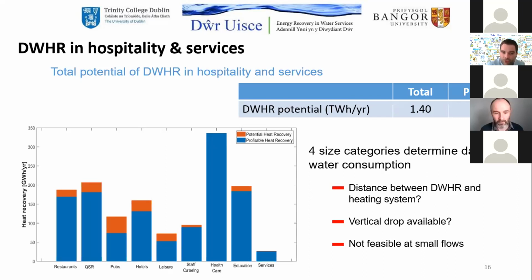And we divided those then again in 4 different size categories to look at their daily water consumption or yearly water consumption. What we didn't look at in this study was to take into account the distance between the drain and the current heating system. There was no way for us to estimate whether or not the vertical drop was available to actually install this heat exchanger pipe. And our system is not feasible at small flows, which you can see by the, let's say, the orange upper parts. That is technical potential, but not profitable potential.